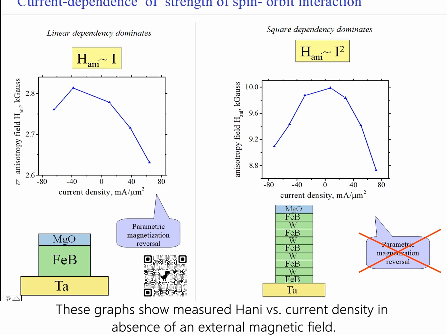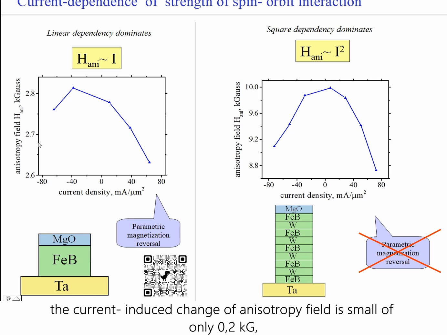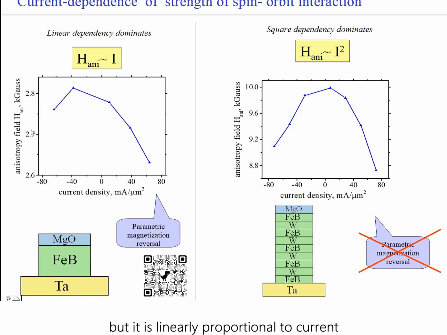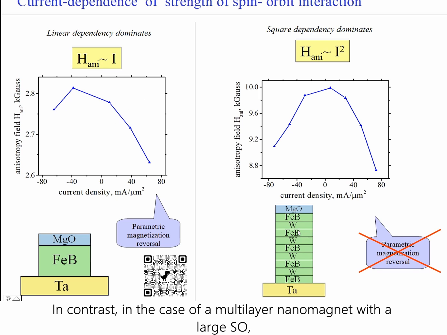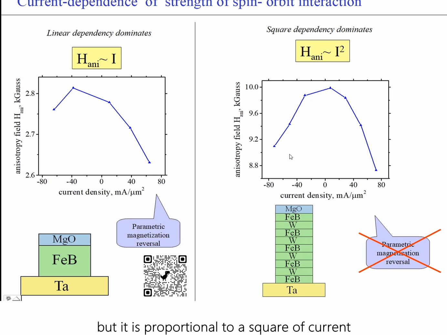This graph shows measured anisotropy field versus current density in absence of external magnetic field. In case of single-layer nanomagnet with weak spin orbit, the current-induced change of anisotropy field is small, of only 0.2 kGauss, but it's linearly proportional to current. In contrast, in case of multi-layer nanomagnet with large spin orbit, the current-induced change is substantially larger, of about 1 kGauss, but is proportional to square of current.